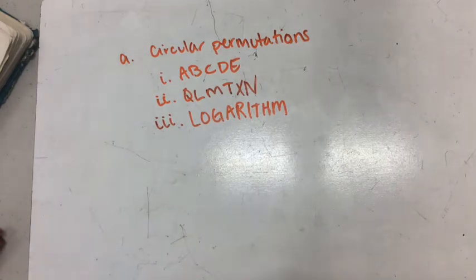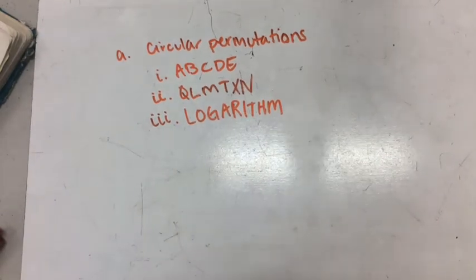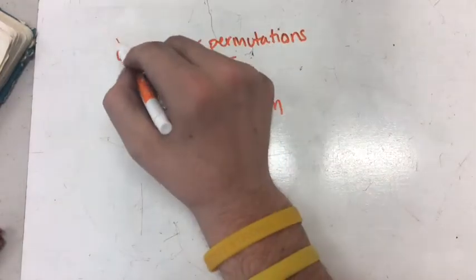Okay, so I'm going to do a video for you guys. This is circular permutations. This is number 22 from the book.